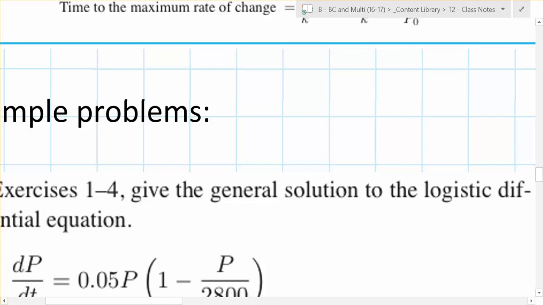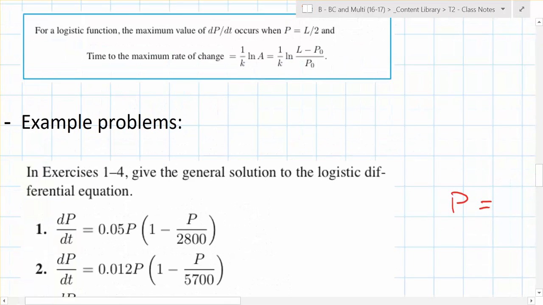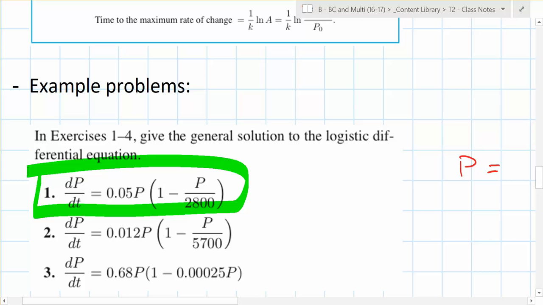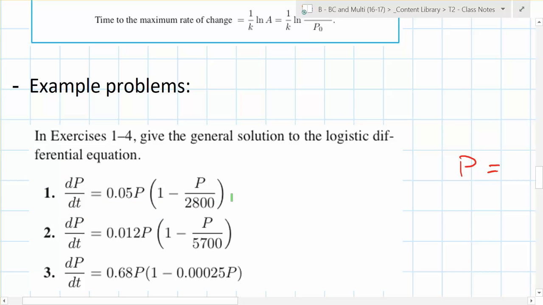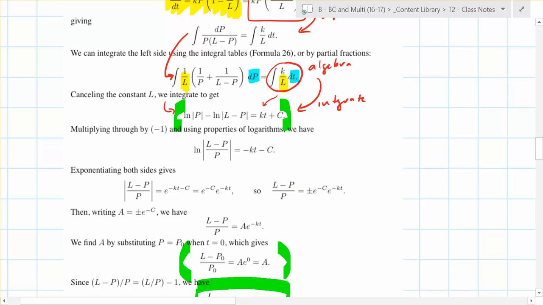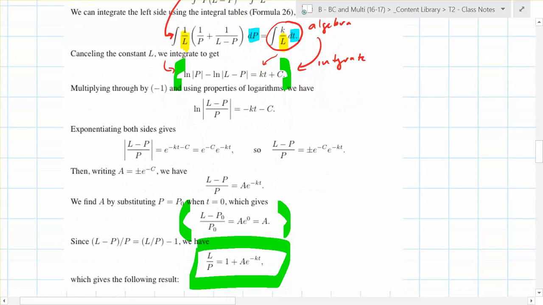So what types of things are we going to do? You're going to be given a logistic differential equation, and what do you think you're going to have to do with that? Solve it. Now here's the thing, this is what I'm telling you right from the beginning. Do you see all this work that you have to do to go from here all the way down to here? You do not have to do that every single time.